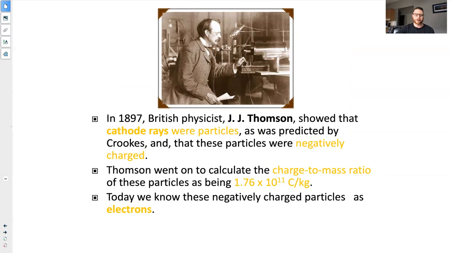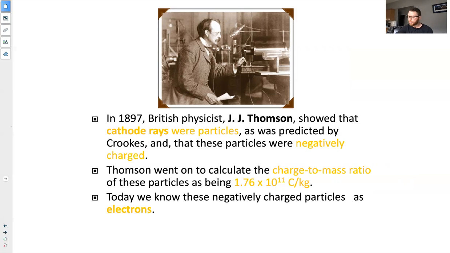So from that work, or at the same time, in 1897, J.J. Thomson comes along and he shows that cathode rays were particles, which was predicted by Crookes, and that these particles were actually negatively charged. In those videos, when he brought the magnet close, the positively charged side of the magnet, which is the north end, would attract and deflect those traveling electrons.